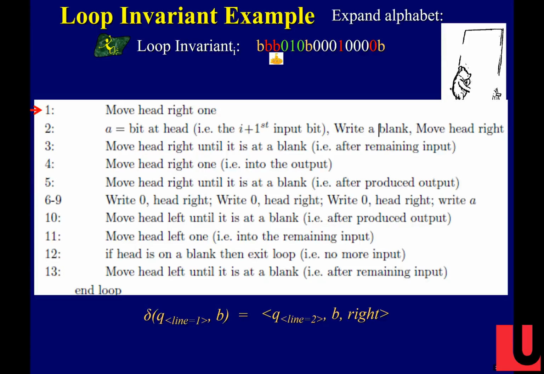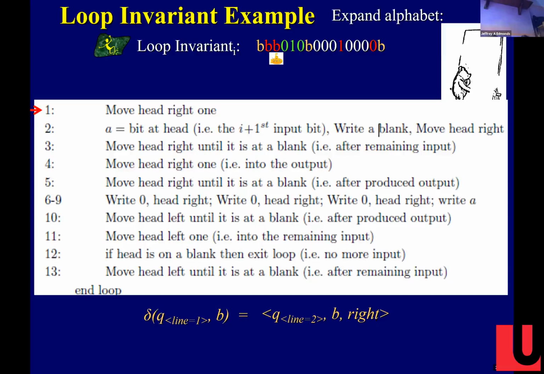I just have one quick question. Could you please go real quick with the delta function? Like it says the state line 1 and then B. So is it like the current state that we're looking at B, or the next we're gonna move to? Yeah, so the delta function is going to have what state am I in? I'm in the state called line 1. What character am I looking at? I'm looking at a blank. Given that that's the case, what should I do? I should move over to line 2. I should write a blank and then I should move my head right.